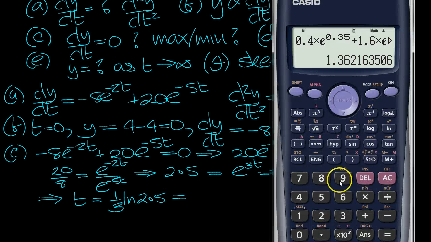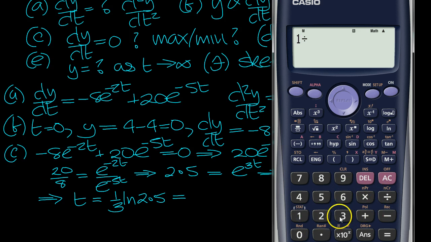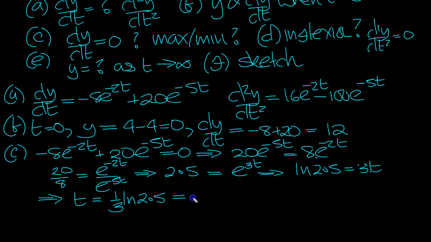Let's type that in the calculator. 1 divided by 3 times the natural logarithm of 2.5: 0.305. So that was part C. T was equal to 0.305 as a turning point. We need the coordinate of the turn, and to see whether it's a max or min, isn't it? Is it a max or min?